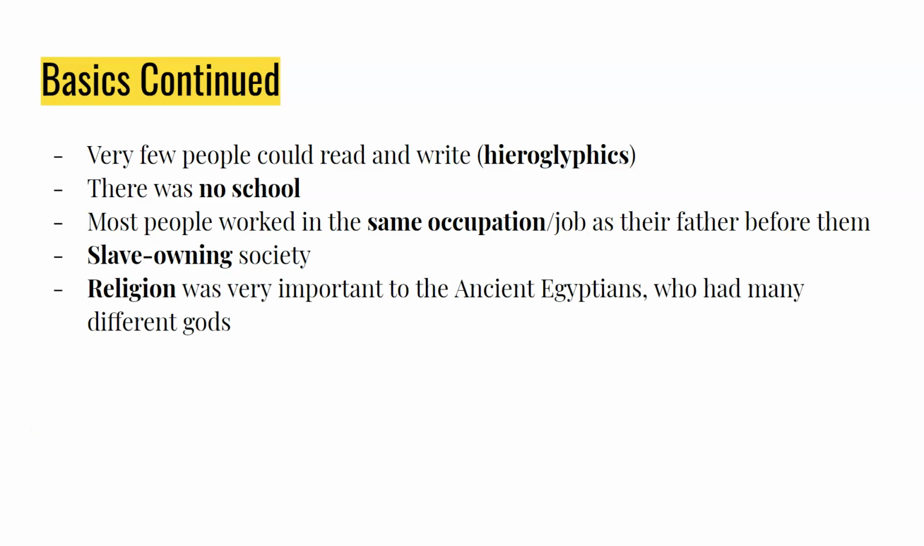Religion was very important to the ancient Egyptians, who had lots of different gods, and we'll talk much more about that later when we talk about Egyptian beliefs. Family life, incredibly important. Family was the most important unit of organization.